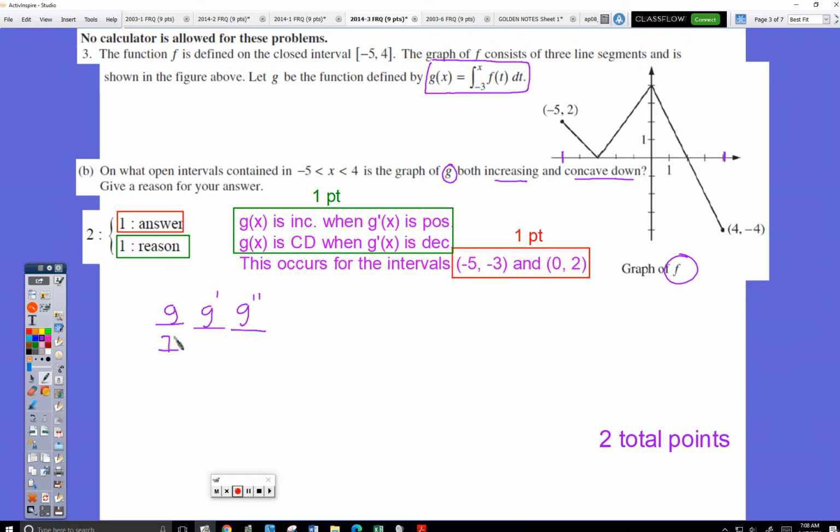G is increasing when G prime is positive. G is concave down when G prime is decreasing or G double prime is negative. So I need to find G prime. So we take the derivative, which means we've got to use the formula for finding the derivative of an integral, which is right here on the golden notes. So use that formula.